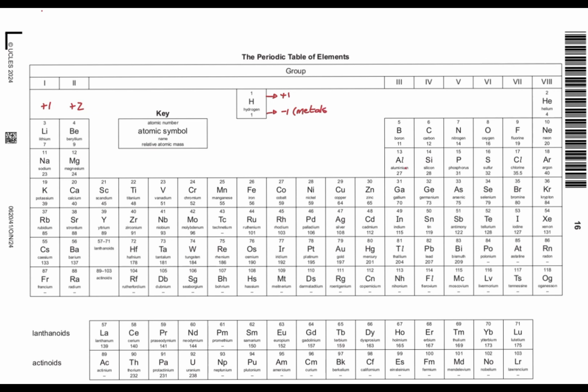Hydrogen will always have an oxidation number of +1, except it will have an oxidation number of -1 if it is bonded to metals. Now fluoride will always have an oxidation number of -1, and oxygen will always have an oxidation number of -2, except when bonded to fluorine. And if it's bonded in hydrogen peroxide, then oxygen will have an oxidation number of -1. Now chloride will always have an oxidation number of -1 as well, but it also has an exception, and this is when it is bonded to fluorine or oxygen.